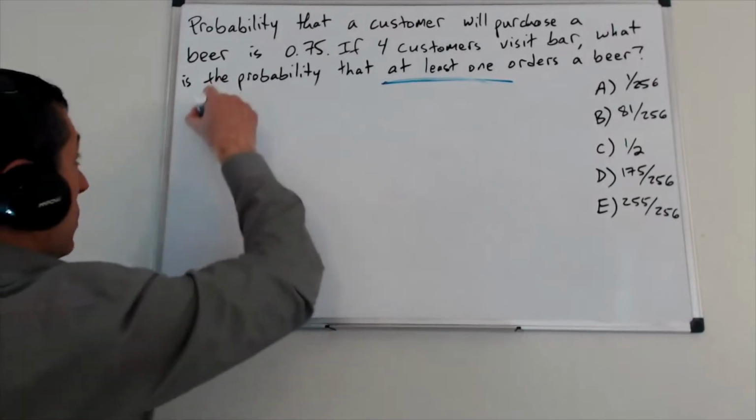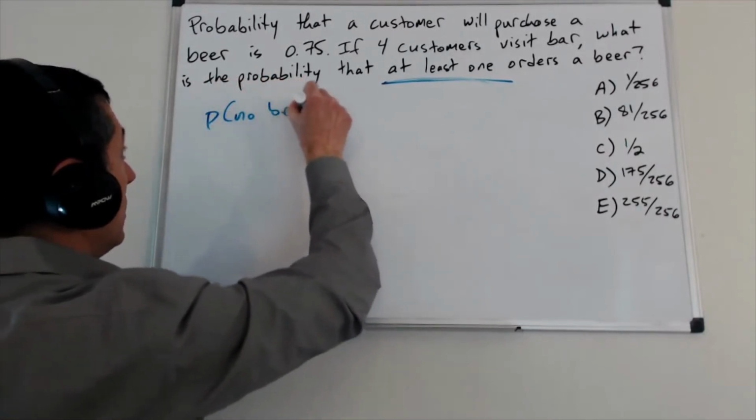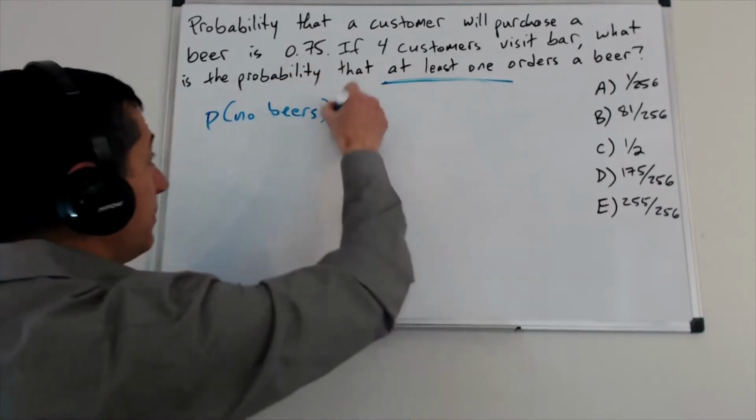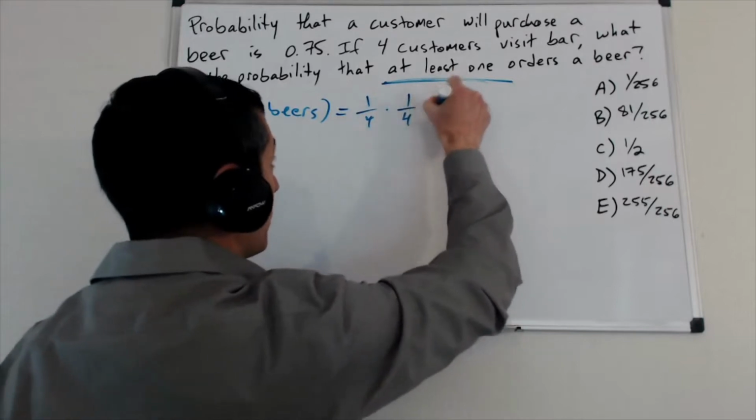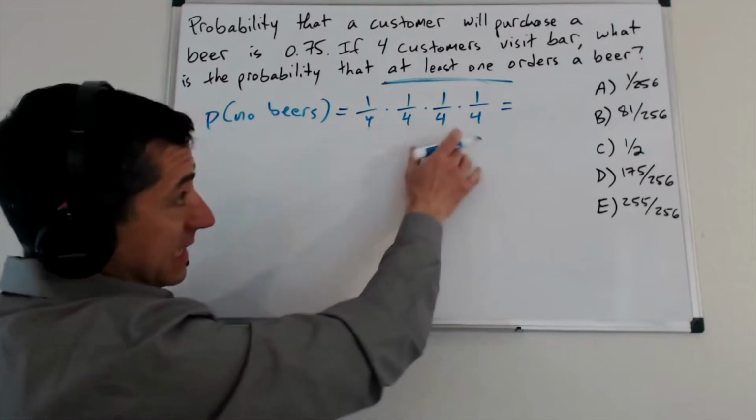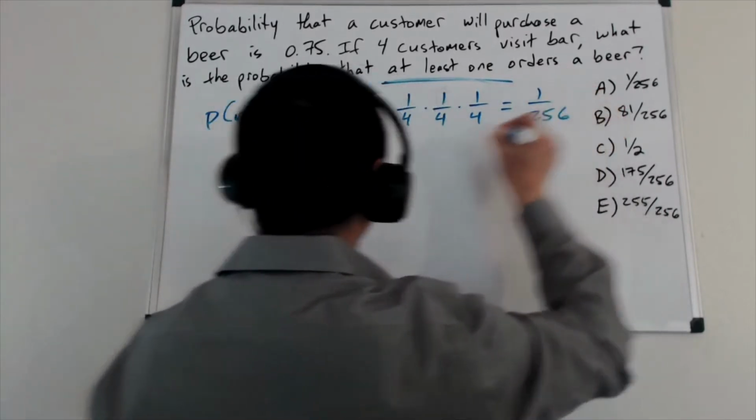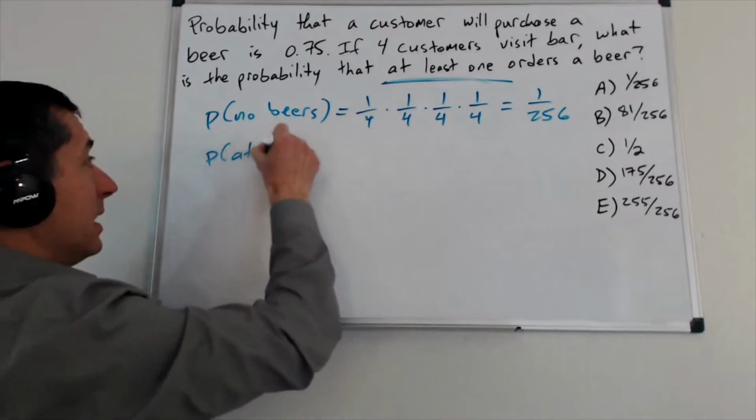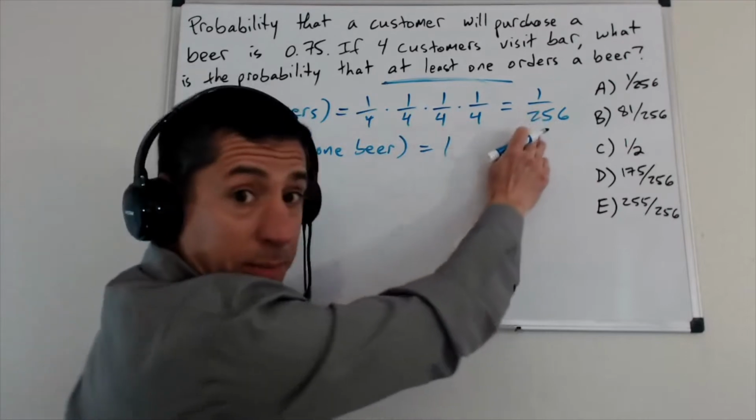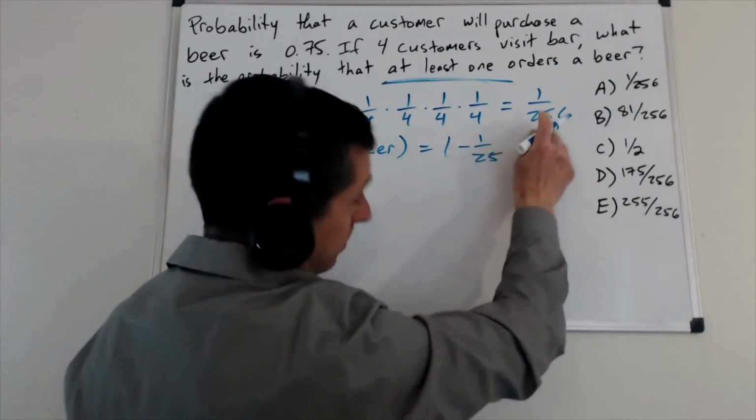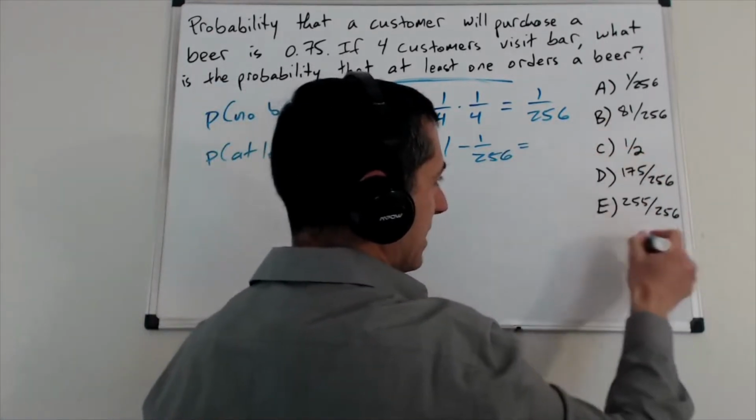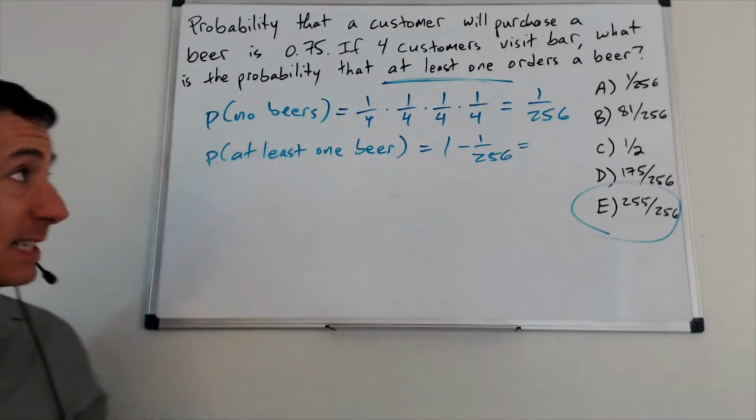What's the probability that no customers order beers? Well, probability is 3/4 that they do order a beer. That means 1/4 that they don't. So 1/4 times 1/4 times 1/4 times 1/4. So 4 to the 4th. So 16 times 16, 1/256. That means the probability that at least 1 orders a beer has to be 1 minus 1/256. And that gives us answer choice E, 255/256. And that's all there is to it.